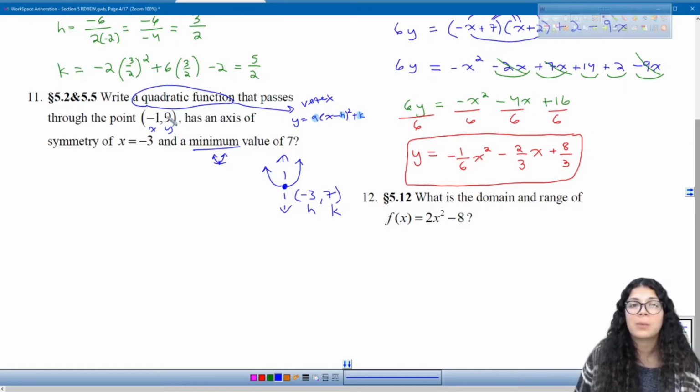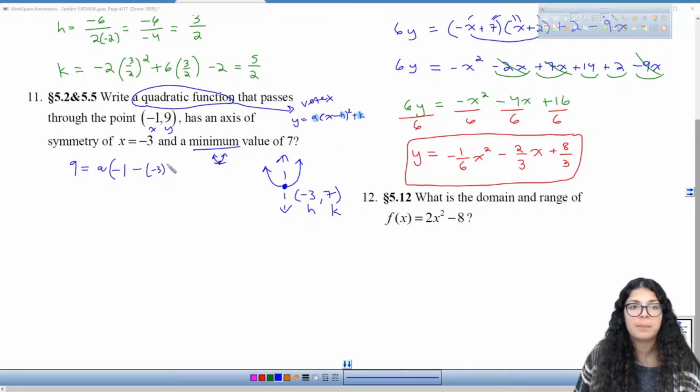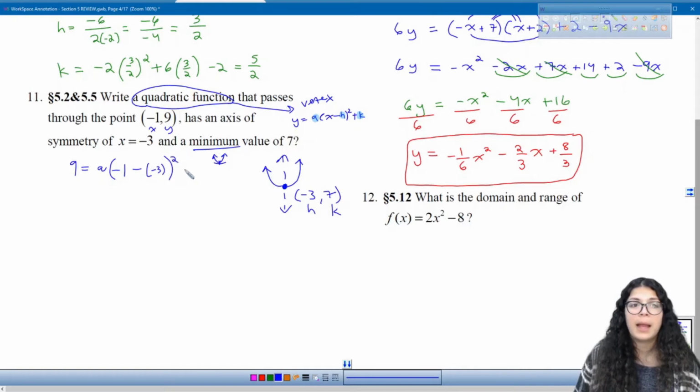So I'm going to go ahead and plug in this random y value into my vertex form, 9, equals my a value that I'm trying to solve, times your x value, which x value is negative 1, minus the h value. The h value is negative 3 squared, and then plus your k value, and your k value is 7. So now this equation I could solve for a. So let's simplify inside parentheses first. Negative 1 minus negative 3, minus a negative is plus. Negative 1 plus 3 is 2. Bring down your plus 7.